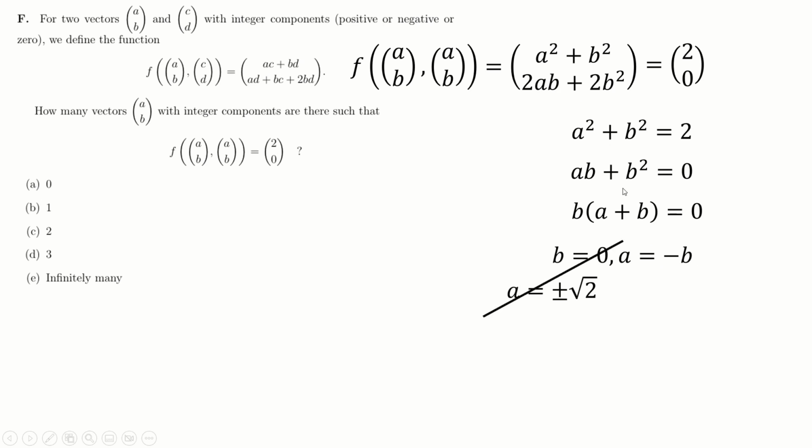If A is minus B, then from here we can just say that A squared is just B squared, so that makes 2B squared equal 2. So B squared is 1, so therefore B is plus or minus 1, which makes A also plus or minus 1. Technically minus plus 1, it's the other way around. But in either case, there are 2 solutions, minus 1, 1, or plus 1, minus 1, I guess.